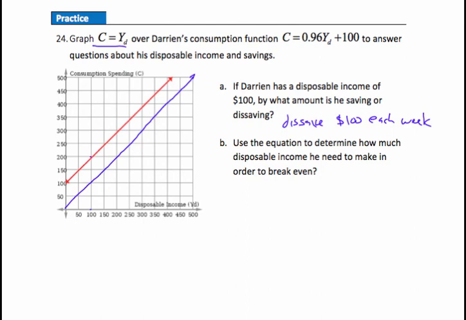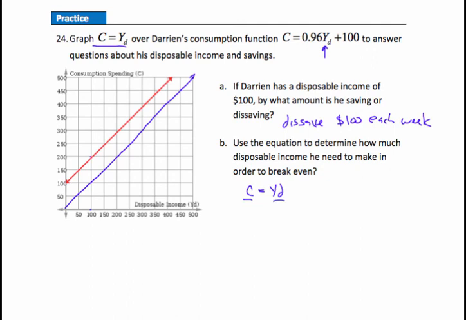All right, B. Use the equation to determine how much disposable income he needs to make in order to break even. So one way we could do this is we could keep plugging disposable incomes in here, guess and check, and figure out when it matches. That's one way to do it. The easier way is to use some algebra here. You notice if he's going to break even, he will make as much as he spends. C is how much he spends. How much he makes is Y sub D. So when those two are equal, consumption equals the amount of money he's earning.